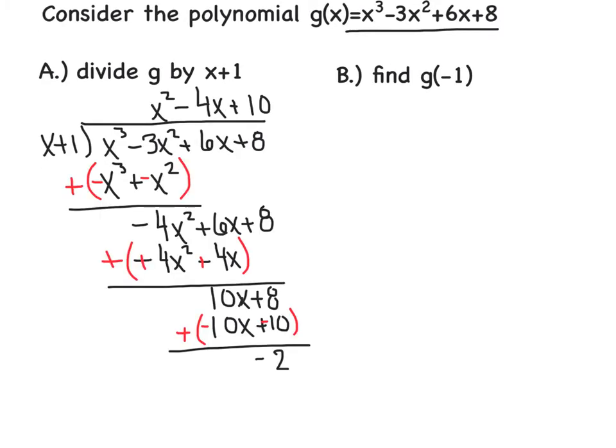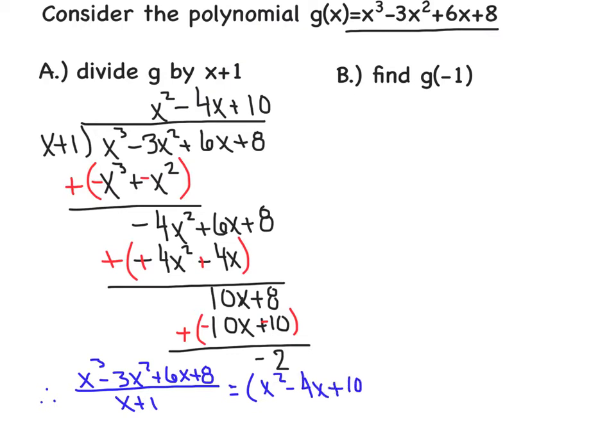So here's what my long division looks like. So I said, therefore, if you take the polynomial x cubed minus 3x squared plus 6x plus 8, and if you divide it by the linear factor x plus 1, you get a quotient of x squared minus 4x plus 10 with a remainder of negative 2 over that factor x plus 1.